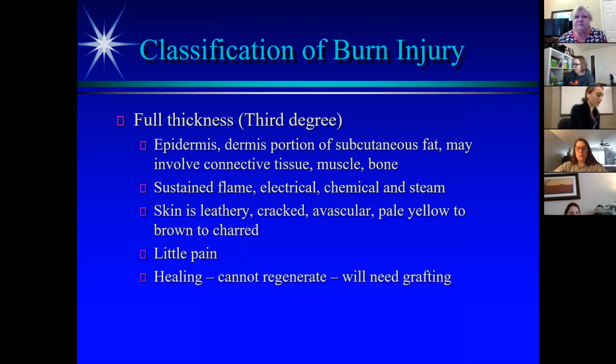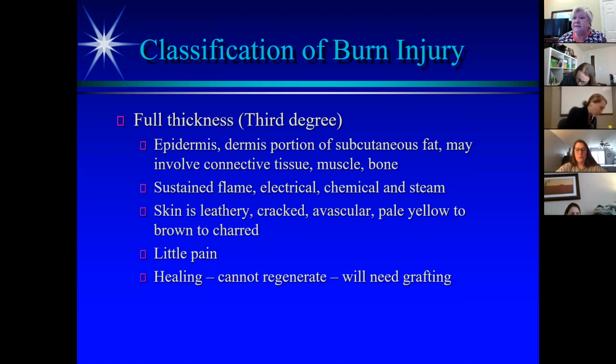A full thickness burn goes even deeper, as I said, into the connective tissue, into the vessels, into the bone. And it's usually sustained. So it's not just a flash or a hot liquid that got on you and then you stuck it under cold water, but it still destroyed the tissue. It is sustained exposure to heat, regardless of the cause.